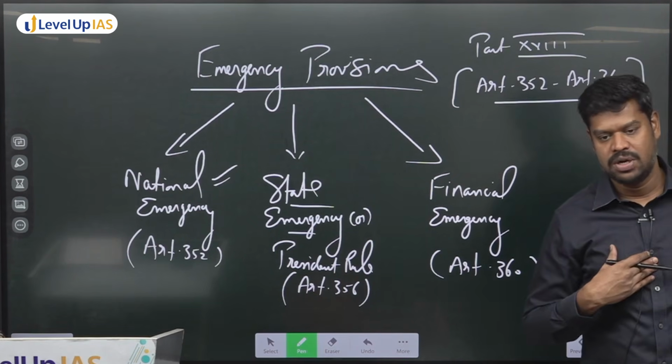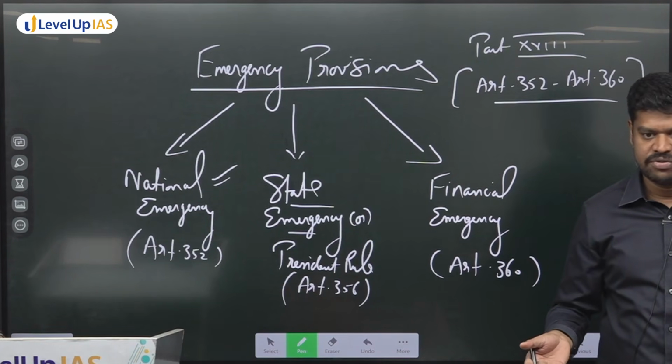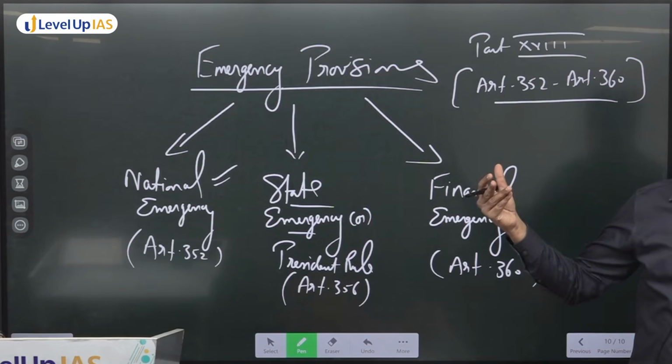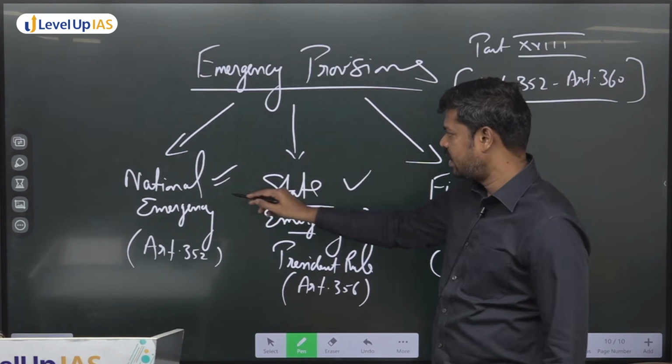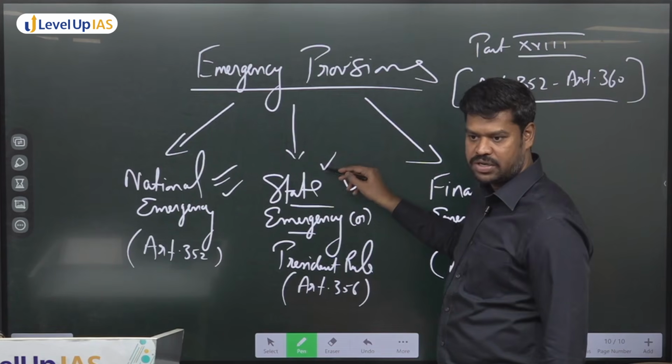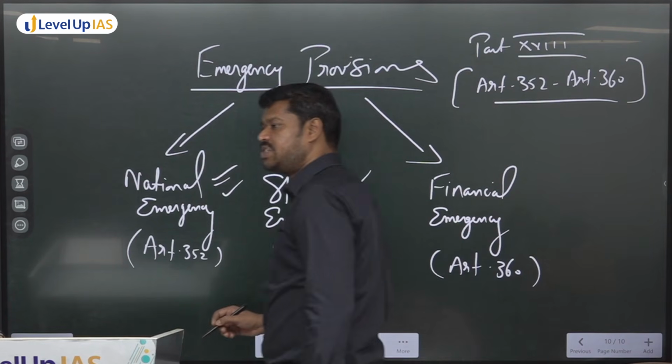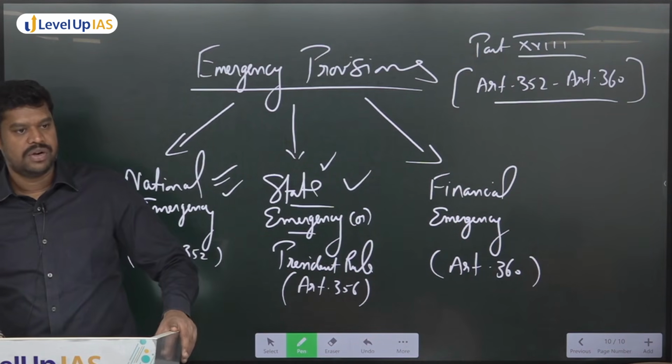But if the president wants, the president can delegate the power. That is a different thing. But the power directly comes to the president when the state is kept under the president rule. So this can be for the entire territory of India. This is only for that particular state. And then financial emergency can be throughout the territory of India.